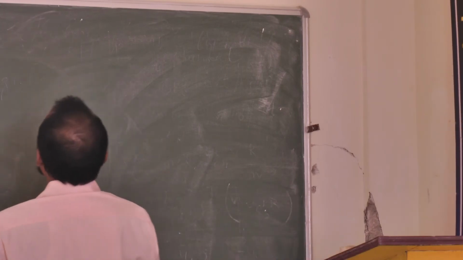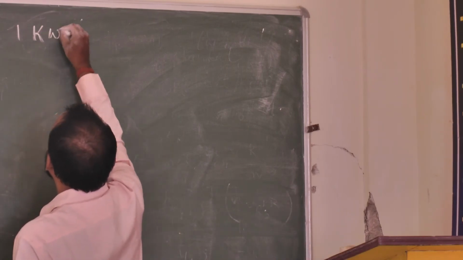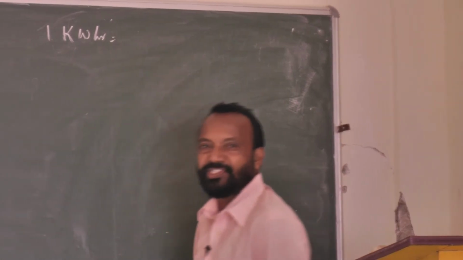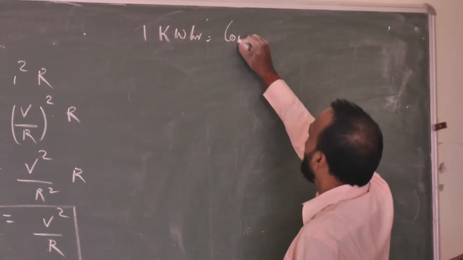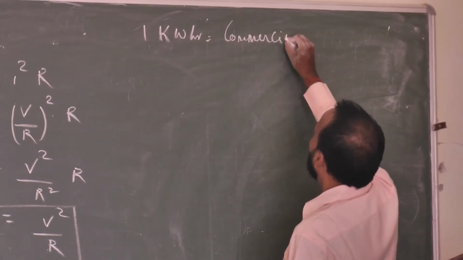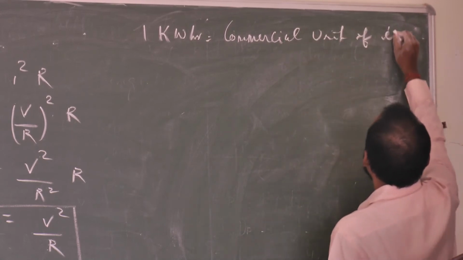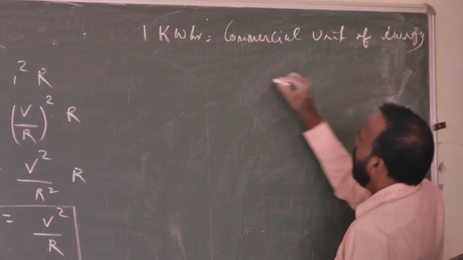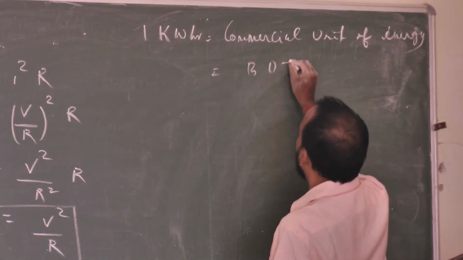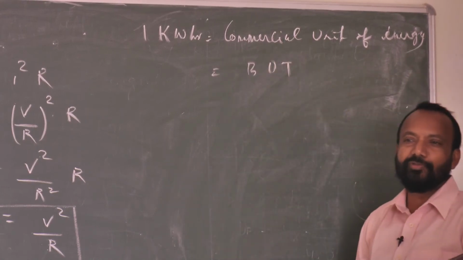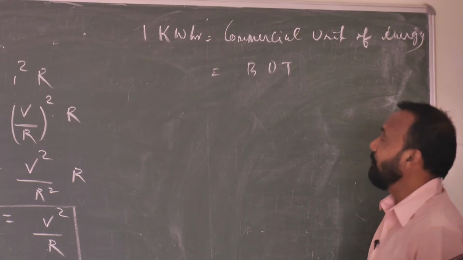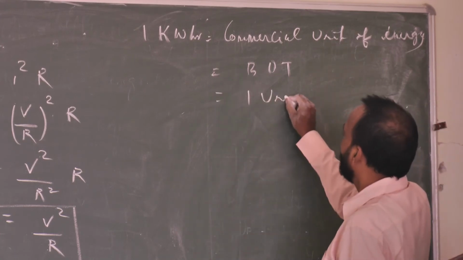You must know 1 kilowatt hour. It is called the commercial unit of energy, also called the Board of Trade unit, BOT. It is 1 unit.